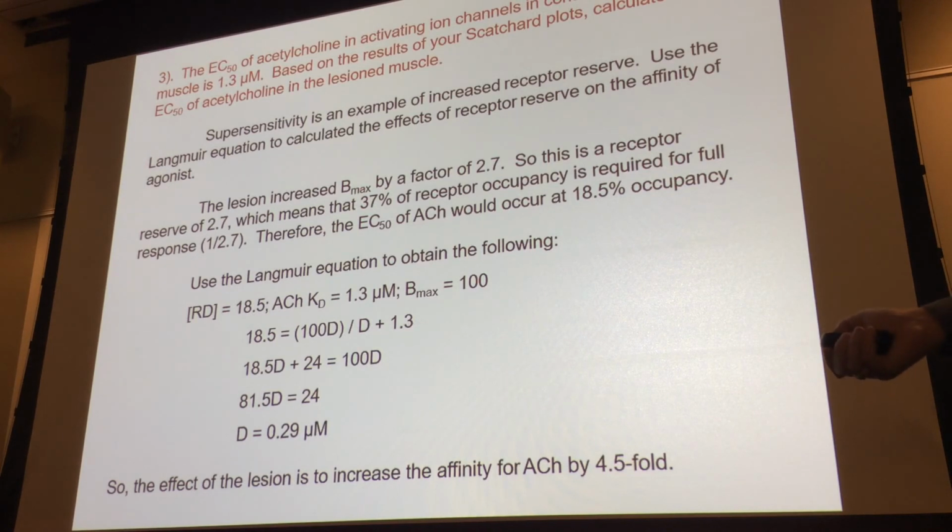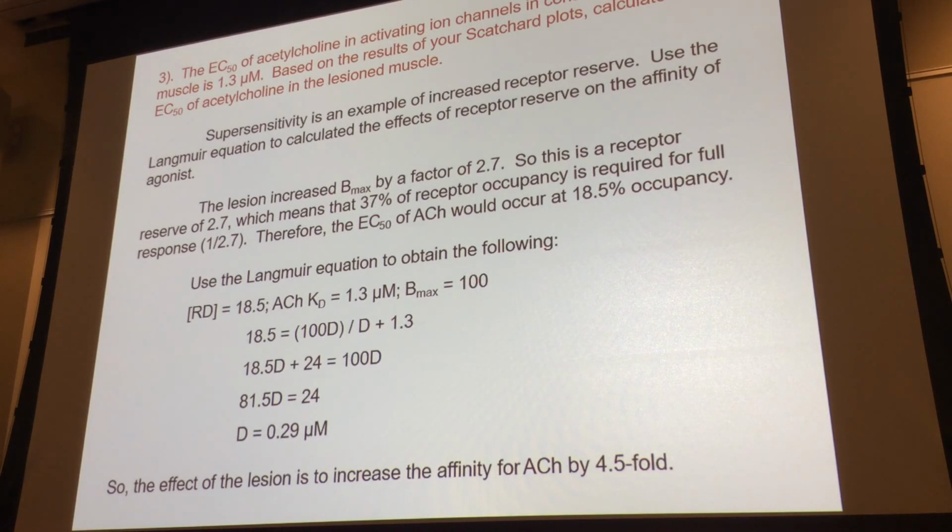But we're trying to solve for the EC50. The EC50 is the concentration of acetylcholine that produces 50% of the maximum response. So acetylcholine occupying 37% would produce full response. So you just take half of the full response. And the EC50 of acetylcholine would occupy only 18.5% of the receptors, because it's half of 37.